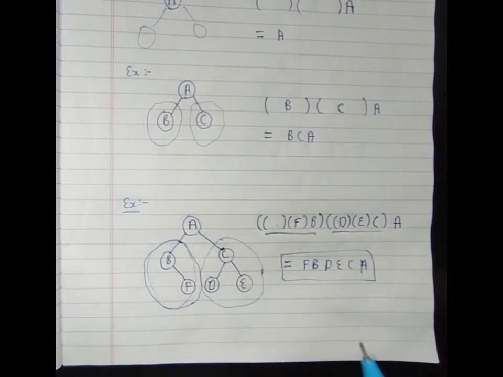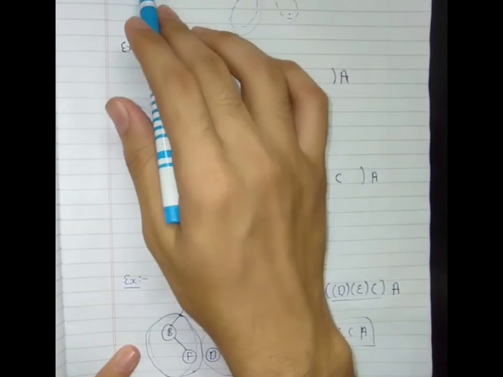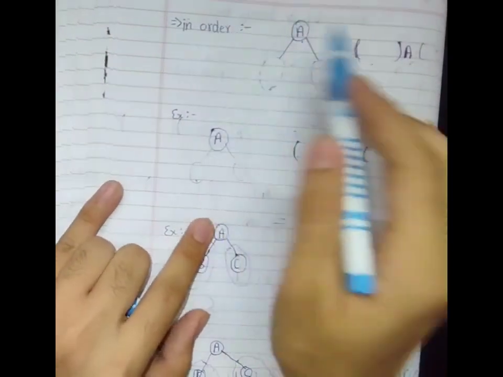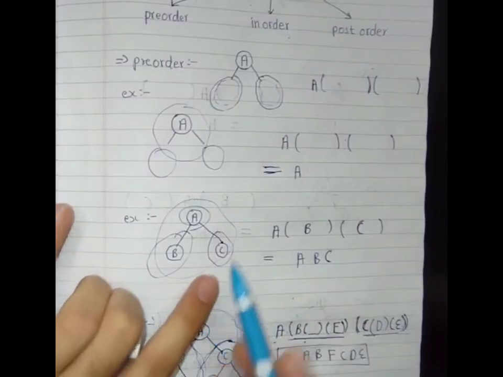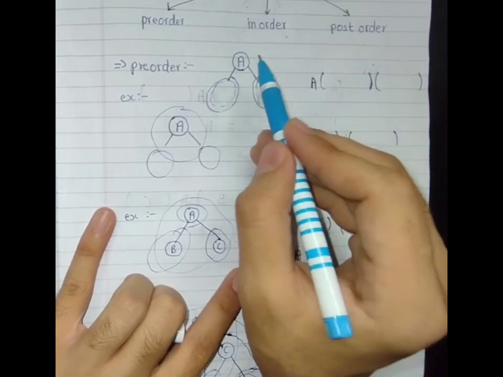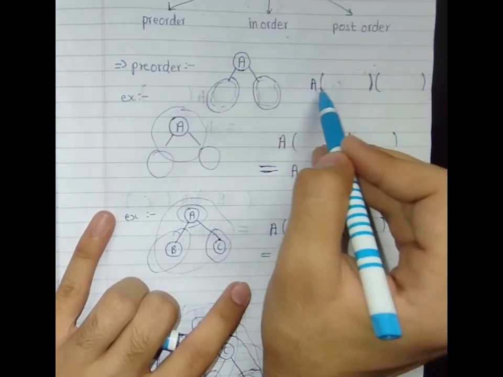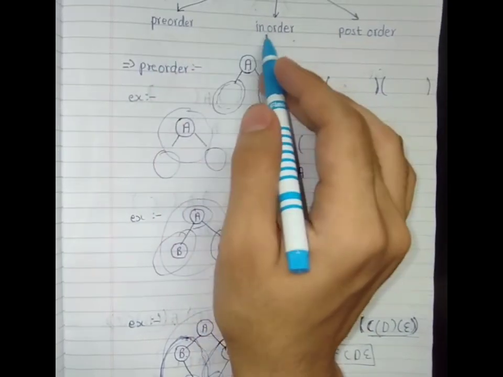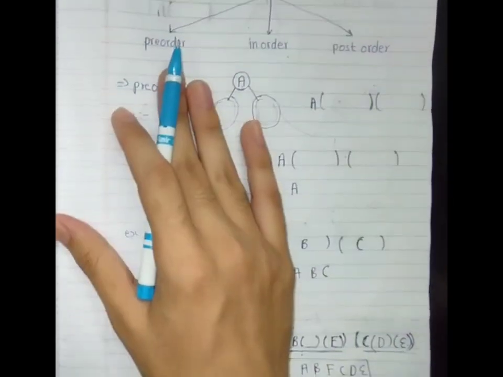Here one thing to note is that in the post order traversal we wrote the root node at the end. In the in order traversal we wrote down the root node in the middle, and in the pre-order traversal we wrote down the root node at the starting of the traversal. So this is how the pre-order, in order and post order traversal work in binary trees.